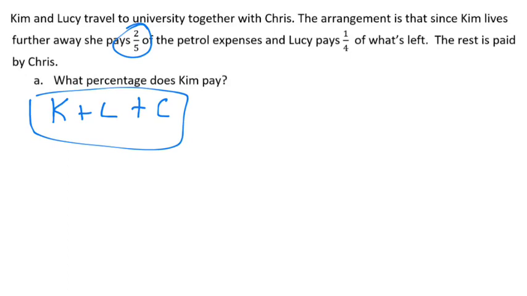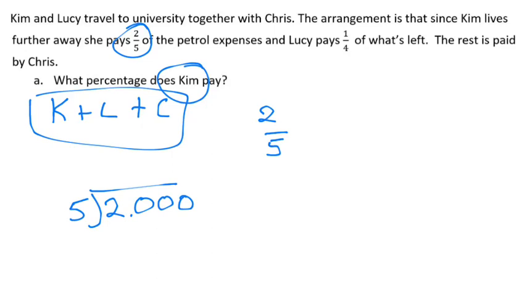The first question is just what percentage does Kim pay? So we want to know, well, Kim pays 2/5. What is that as a percentage? So how many times does 5 go into 2? So let's put all our extra zeros in there for whatever we need. 5's into 2 we can't. 5's into 20, well, that goes in 4 times, and no remainder.